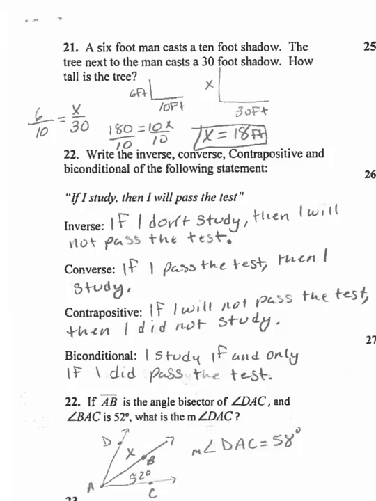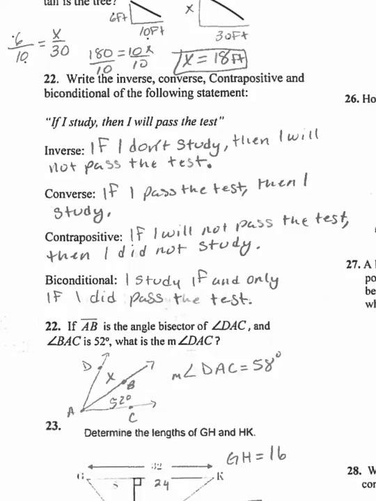Again, these shadow problems. A 6-foot man casts a 10-foot shadow. The tree next to the man casts a 30-foot shadow. Those create similar right triangles, so you can see they did 6 to 10 equals x to 30, cross multiply. You can also do 6 over x equals 10 over 30. It works both ways. The math works out the same either way.